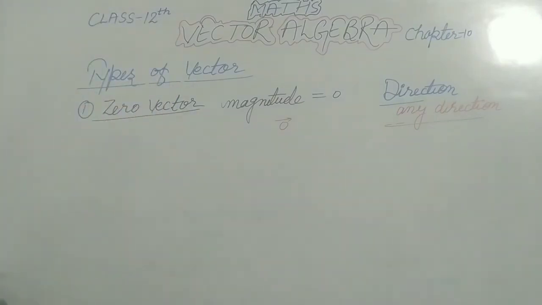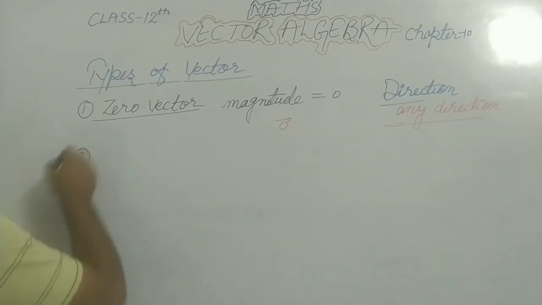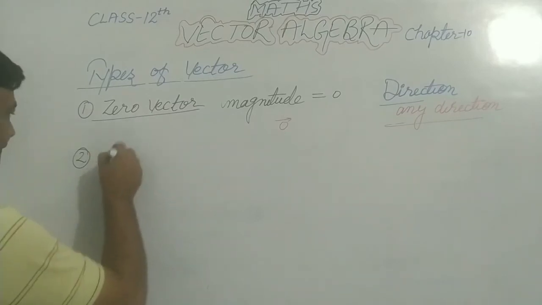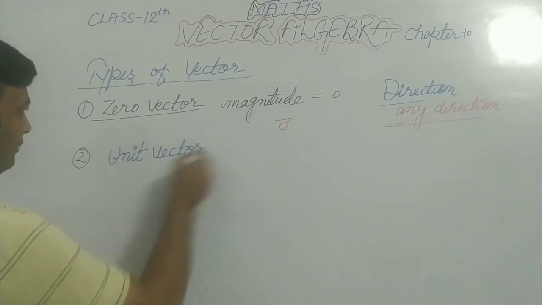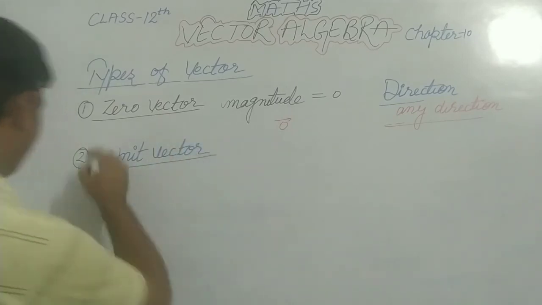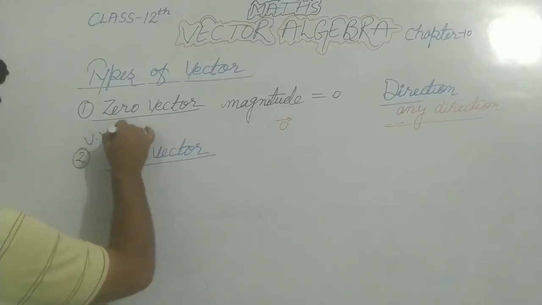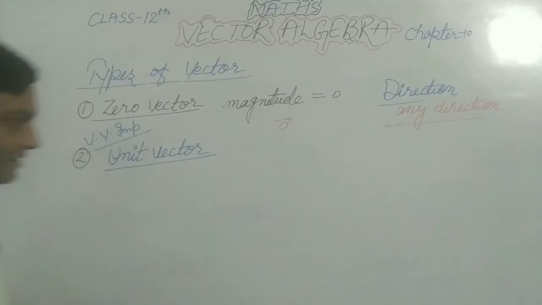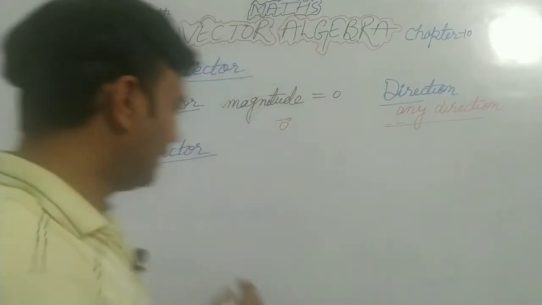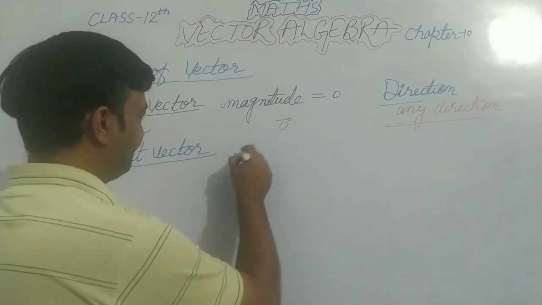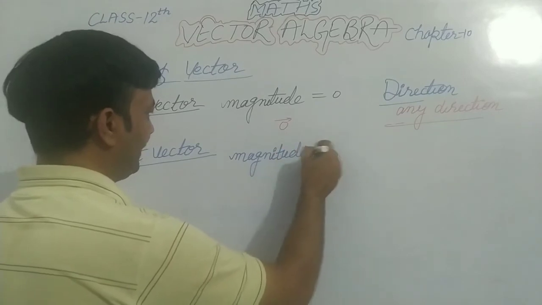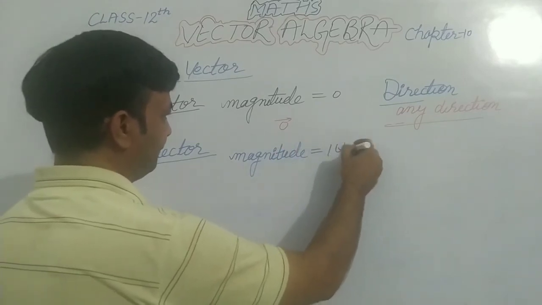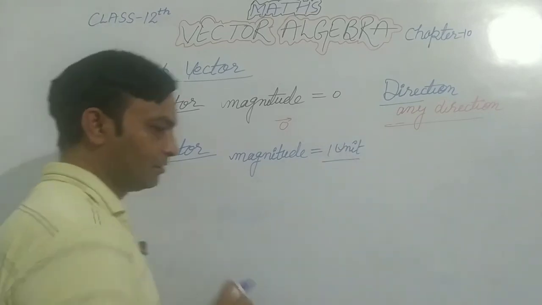Now the second one we have here is the unit vector. So what is the unit vector? It is very important, we can say. If the magnitude of any vector is one unit, not one, we can say 1 unit.